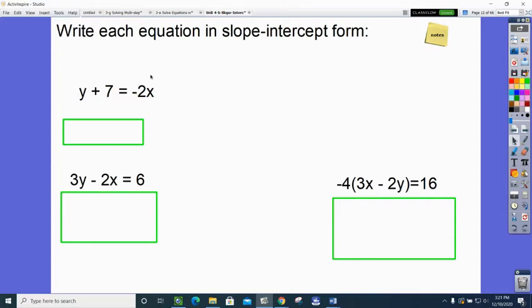Right now, if you look at this, we need the y by itself. You would be tempted right now to say that the slope is -2 and the y-intercept is 7, but it's not in the right form yet. Y has to be on his own little island, so this guy needs to move to the other side.